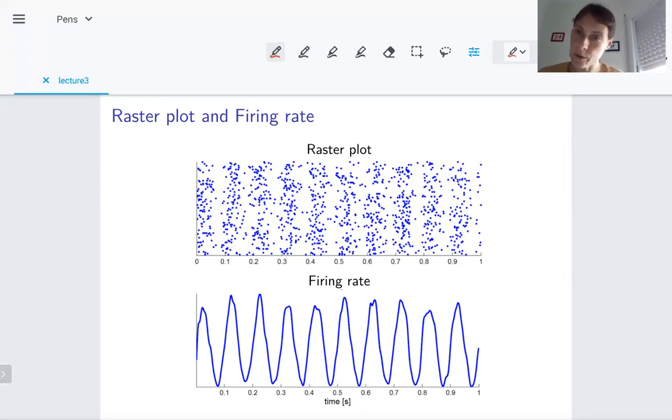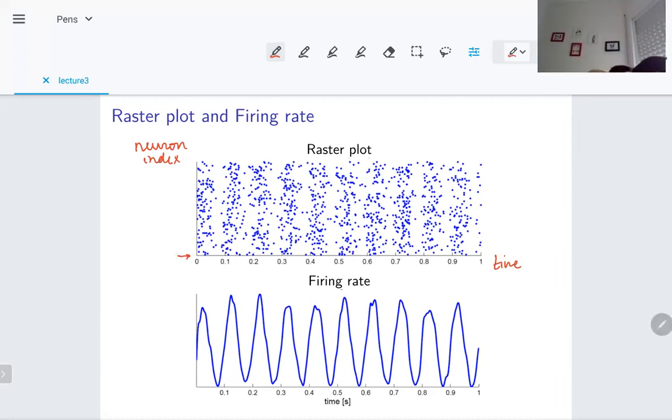And how do we visualize the dynamics? We visualize the dynamics using the raster plot. What is the raster plot? The raster plot plots time on the x-axis, and on the y-axis it plots what is called the neuron index. So if we label each neuron by neuron number 1, number 2, number 3, each line here corresponds to a neuron in the network.